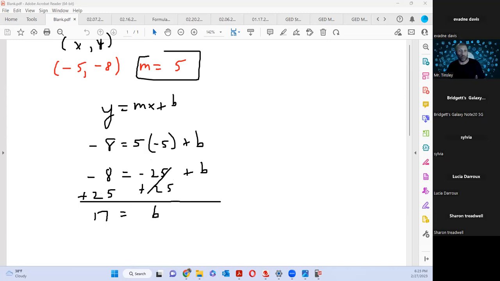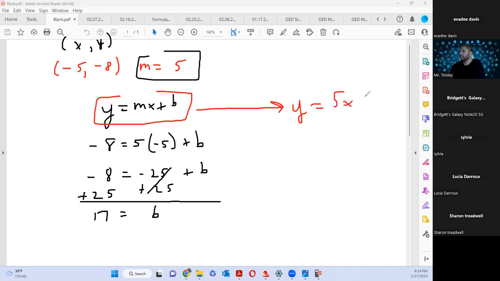So do we know the slope? Yeah. What's the slope? It's given to us. There's nothing to figure out. We know the slope. What's the y-intercept? The y-intercept is b. I mean 17. I'm sorry. So if we know the slope is 5, we know the y-intercept is 17. What's our equation? Okay, it's y equals 5x plus 17.